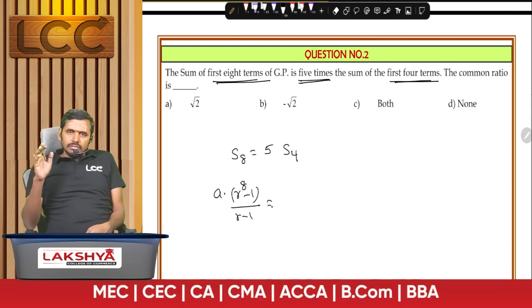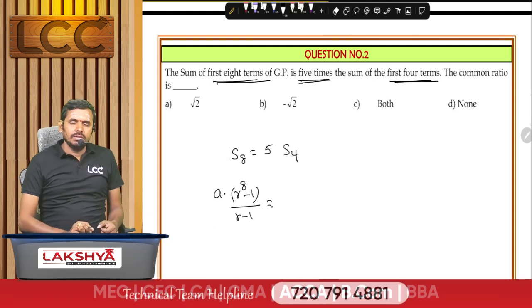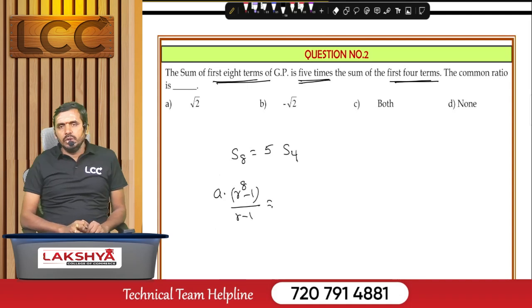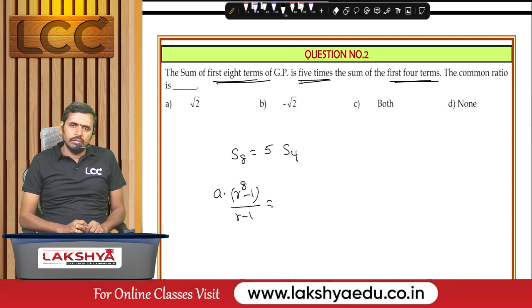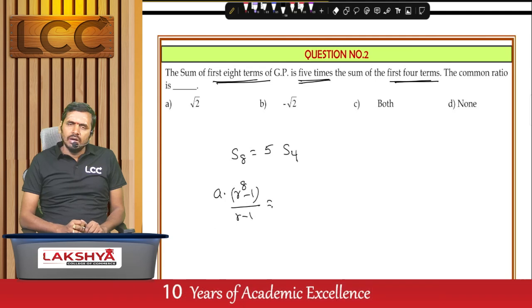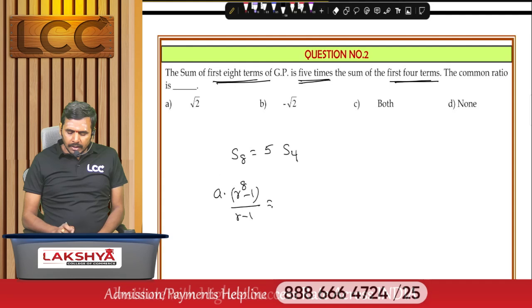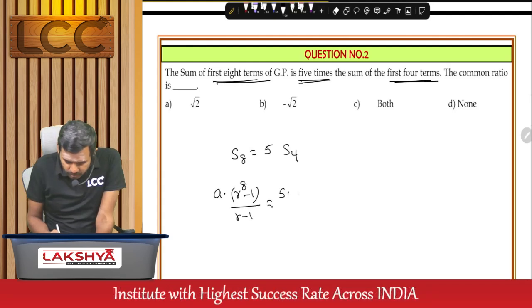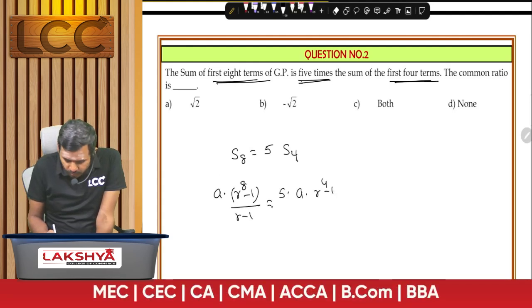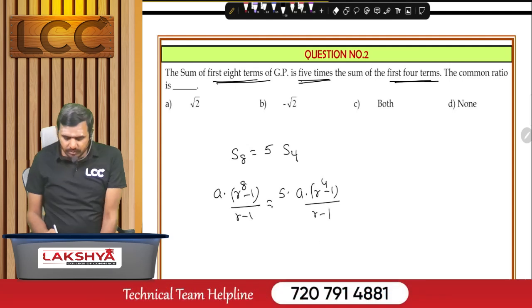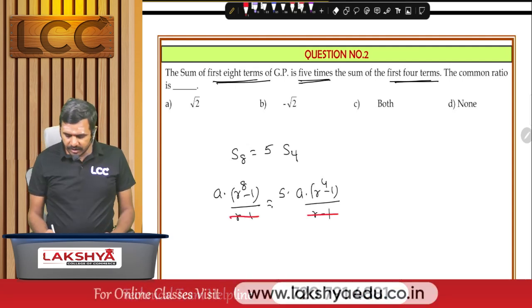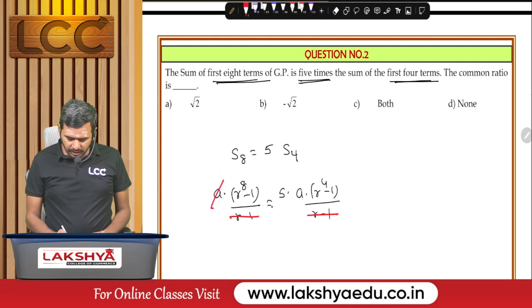In this problem, we don't know the r value, whether it is greater than 1 or less than 1. You can take either of those two formulas, whether r is less than 1 or greater than 1. There is no problem from the examination point. This is equal to 5 into a into (r power 4 minus 1) by (r minus 1). Observe this: left hand side, right hand side, r minus 1 cancels and a gets cancelled.